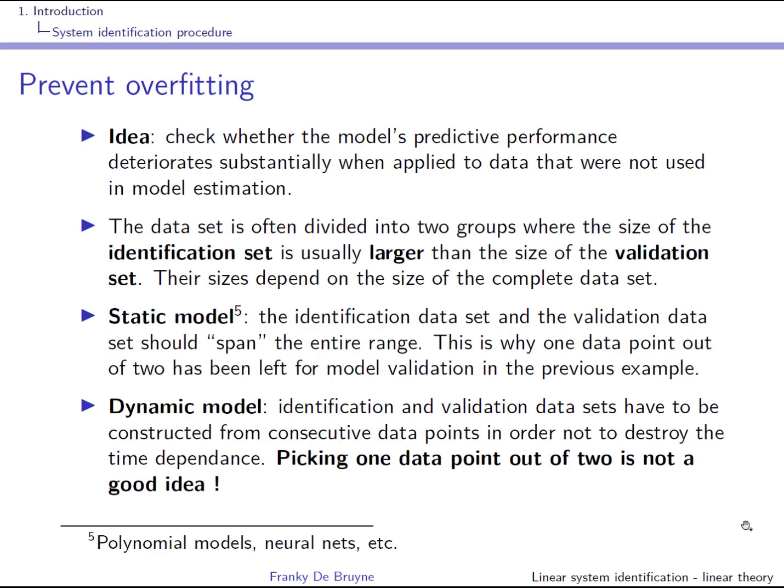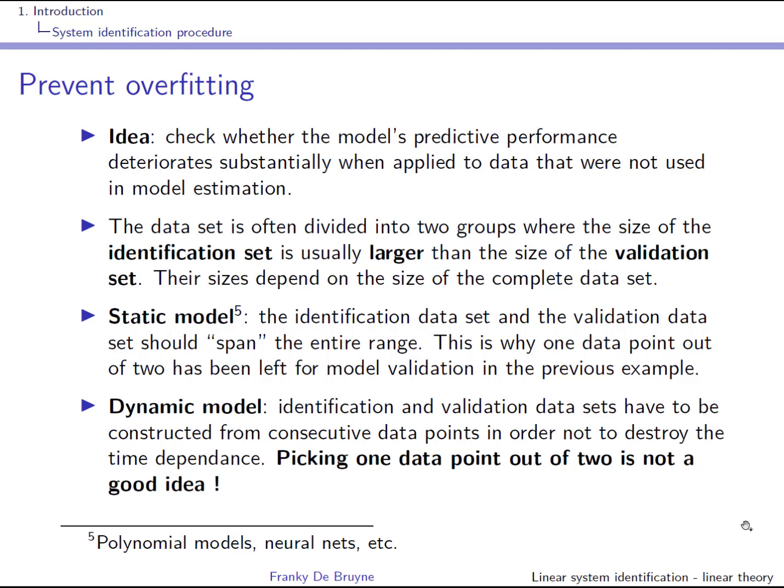So the idea behind preventing overfitting is to check whether the model's predictive performance becomes worse when applied to data that were not used in model estimation. And the idea is to divide the data set in 2 groups, where the size of the identification set is usually a little bit higher than the size of the validation set. Their sizes actually depend on the size of the complete data set.